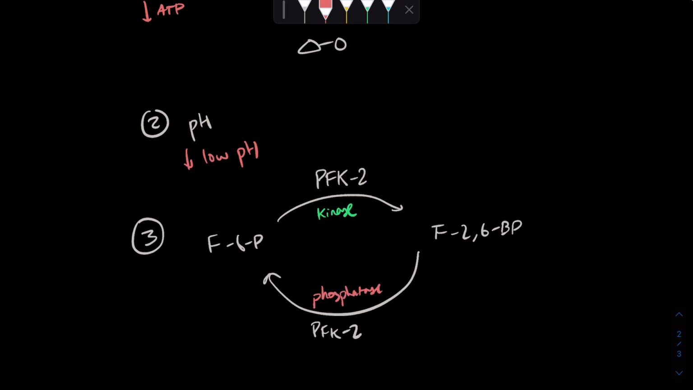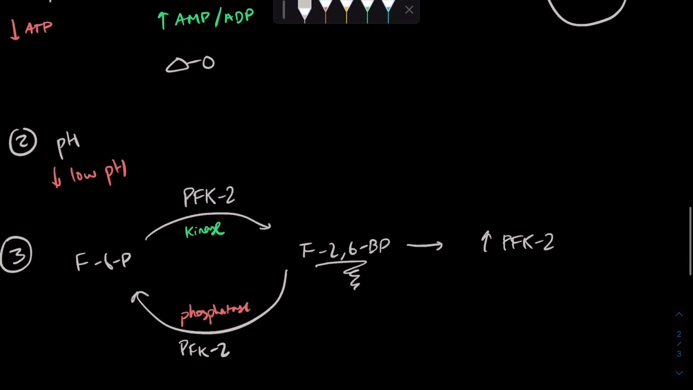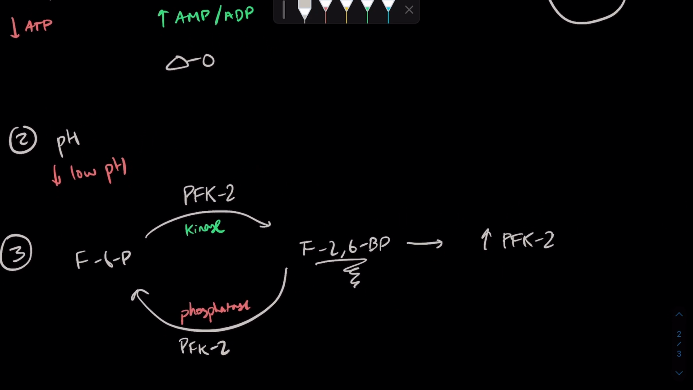So when PFK2 is acting as a kinase, it's going to make more and more of F26BP, which means we're going to make more glycolysis. We're going to do more and more of glycolysis there. PFK1. And if we have more PFK1, we're going to increase the level of glycolysis.